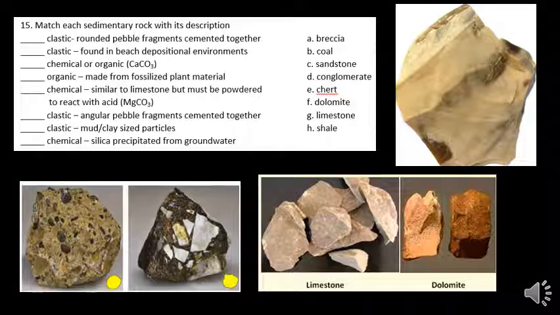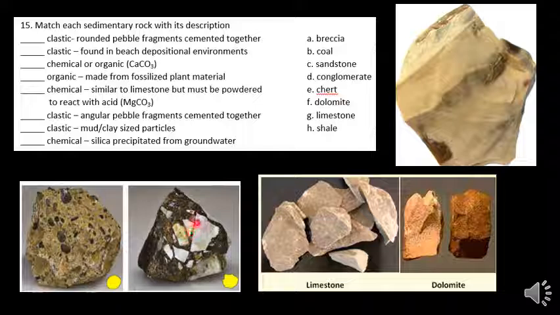We want to match the sedimentary rock with its description. We have breccia and coal and sandstone. Breccia and conglomerate, don't get these two confused. Breccia and conglomerate, they're both made of pebbles. They're both clastic because they're made of pre-existing rock that has been glued back or cemented back together in lithification.